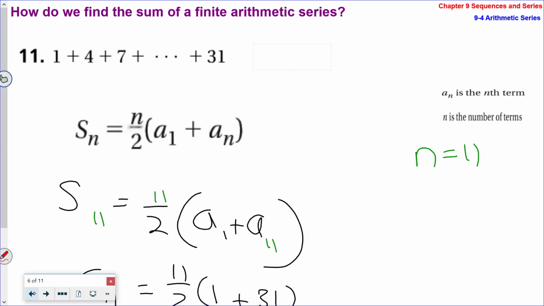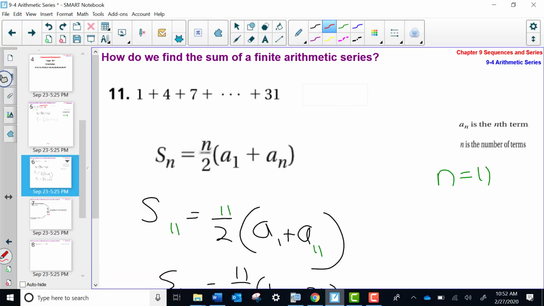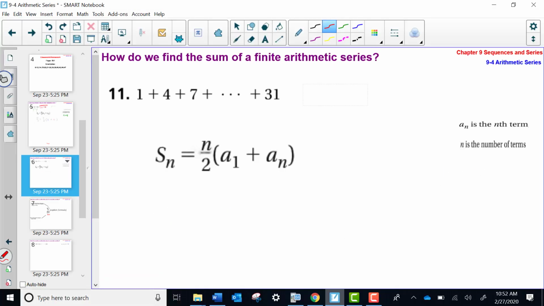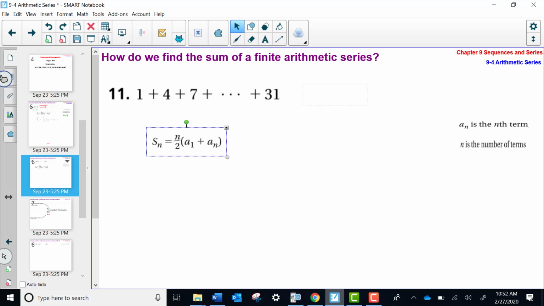All right. Clear this in. You could forget about this one here. This is the formula. We'll forget about that for now.